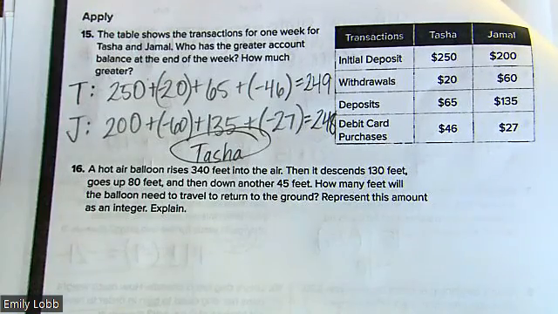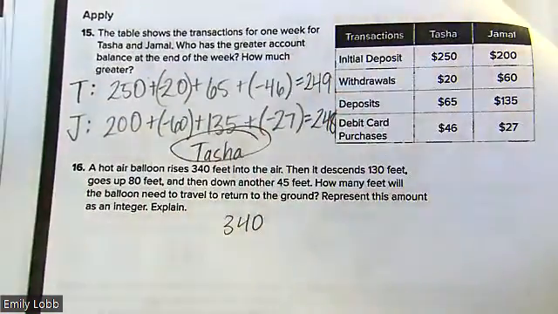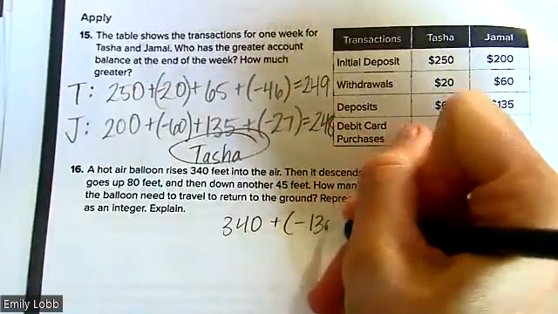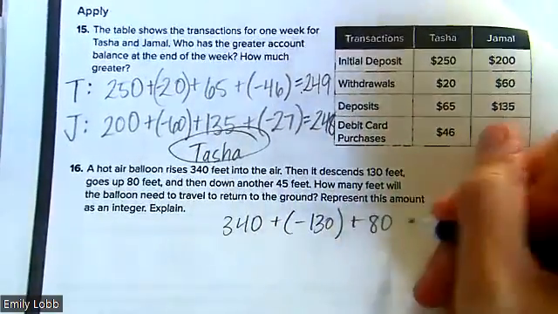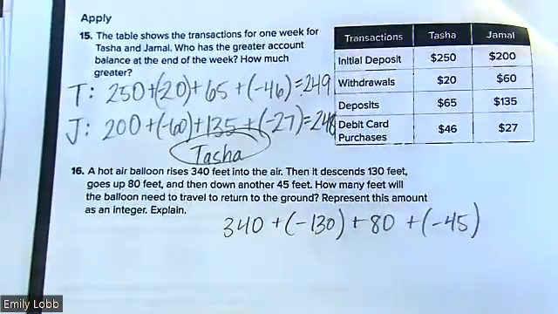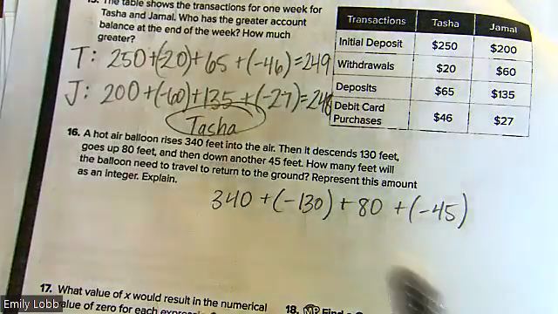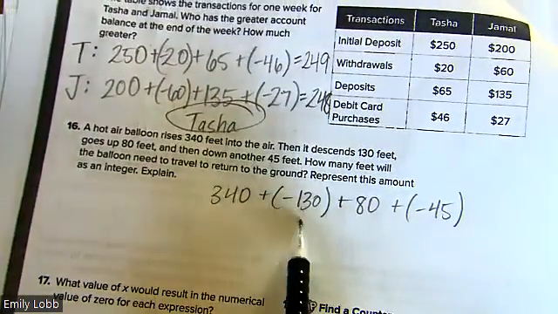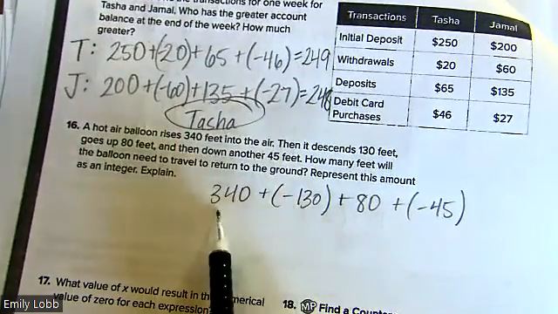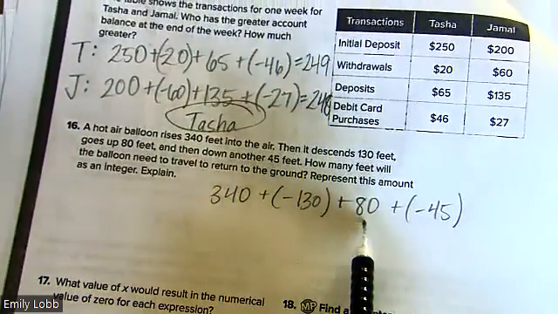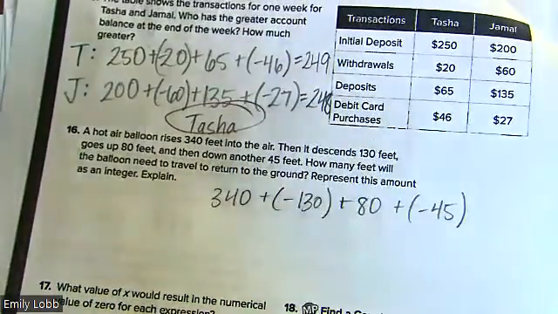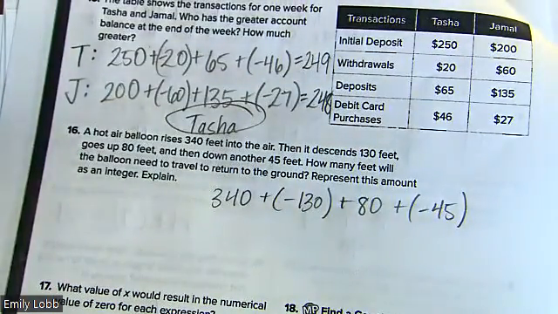Okay. A hot air balloon rises 340 feet into the air, then it descends 130 feet, then it goes up 80, and then down another 45. Hopefully you are able to show this, right? How many feet will the balloon need to travel to return to the ground? 245 feet. So it's got to go down 245 feet. So 340 plus this, so 210, 290. 290 minus 45 should be 245.